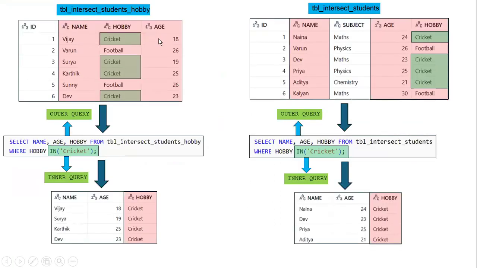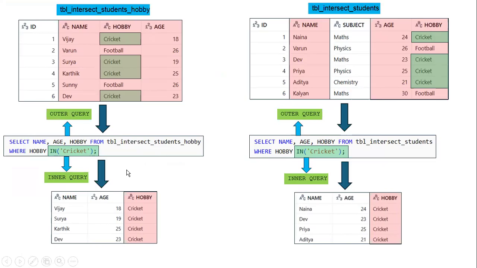This is my first table. This is my second table. Here, in the where condition, I'm using in. Whatever is there in the in clause, in cricket, that is our inner query. And whatever this one is, that is our outer query.